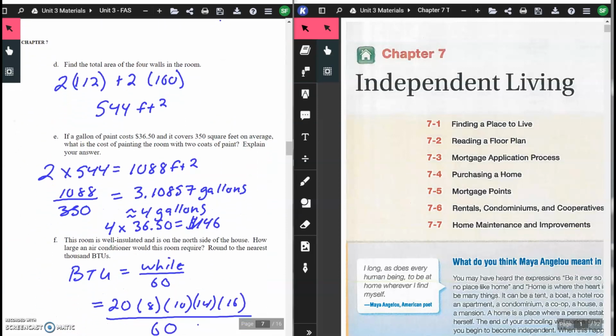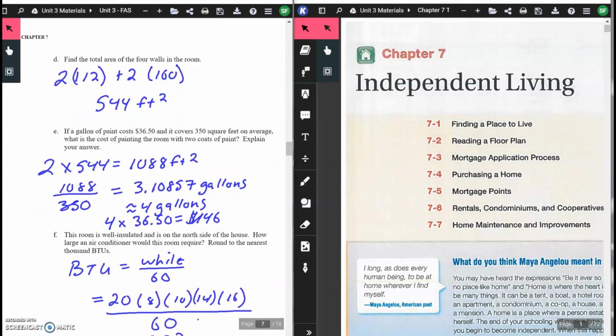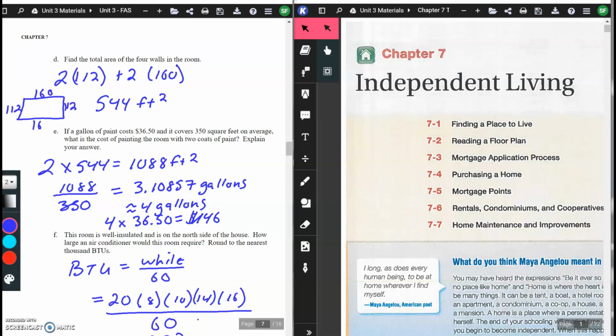Part D. It says find the total area of the 4 walls in the room. Well, you had the smaller walls at 112 square feet, and there are 2 of those because it's a rectangle. If you picture your picture, the smalls are 112 on the side, and the bigs are 160 on the sides. So 2 times 112 for 2 walls at 112, and 2 times 160 for 2 walls at 160 gives you 544 feet squared.